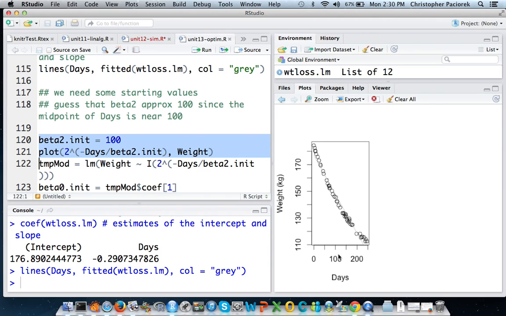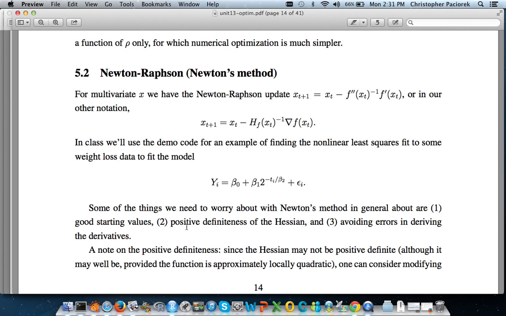And so then I said, well, if that's the case, 2 to the minus time over beta 2 is basically my new covariate. If I knew beta 2, I just have a regular regression covariate. So that's what this is. I'm creating an x based on some initial guess at beta 2, and then I'm going to see how it relates to y and see if it looks like there's a linear relationship. Because if I've got a reasonable beta 2, then I should be able to see that y is linearly related to 2 to the minus t over beta 2.